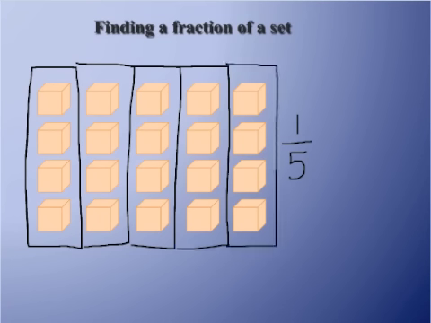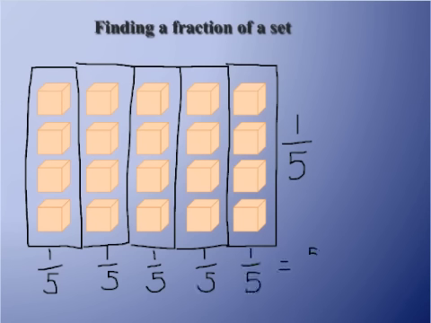and I've now split them into 5 groups. Here I have one of my 5 groups, and so on. If I add all of those together, I have 5 of my 5 groups, which makes my whole group of 20.